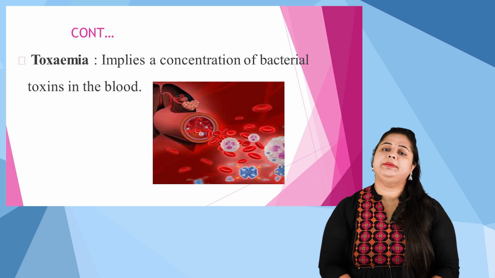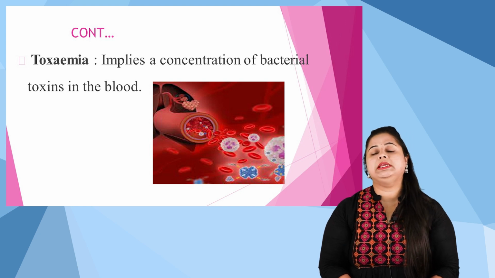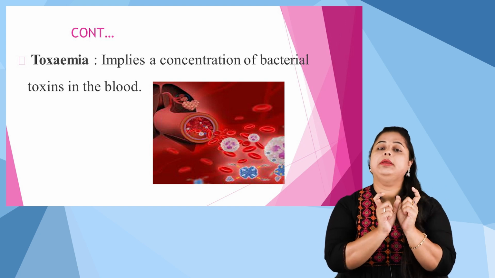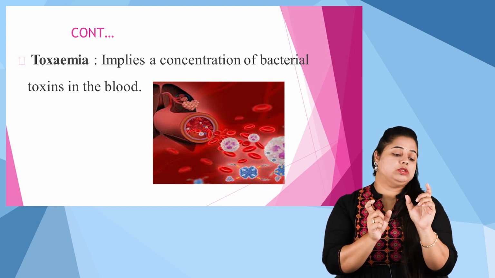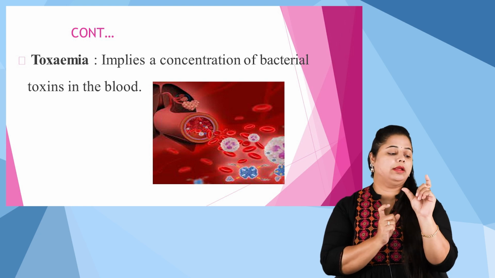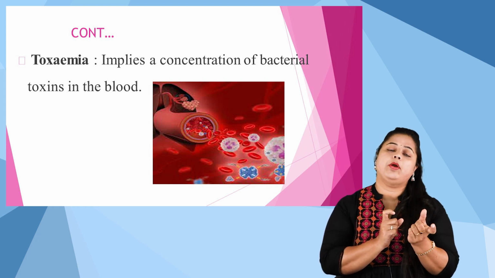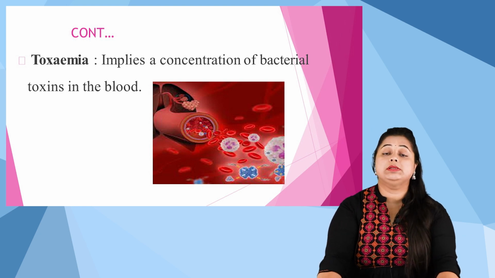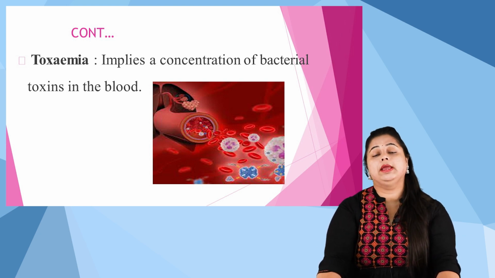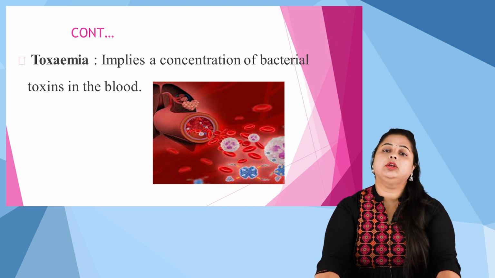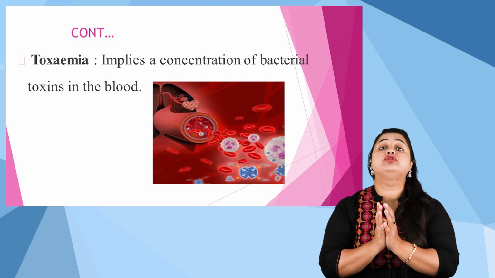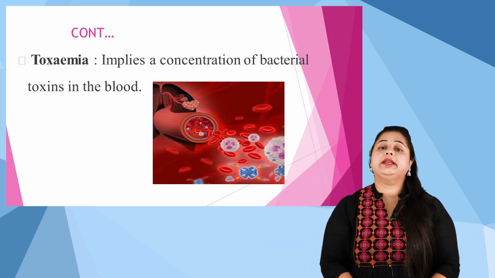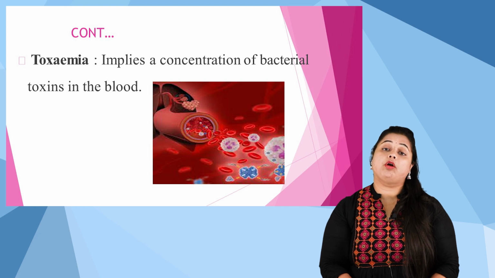Next is toxemia. Here the word toxemia means toxin, which means poisonous, and emia is also blood, as I already told. So hemo is the blood, and toxemia is poison in the blood. What happens when these organisms produce some toxic substances in the body? Then it is called toxemia. It implies a concentration of bacterial toxins in the blood. So here we are finishing the types of infection.